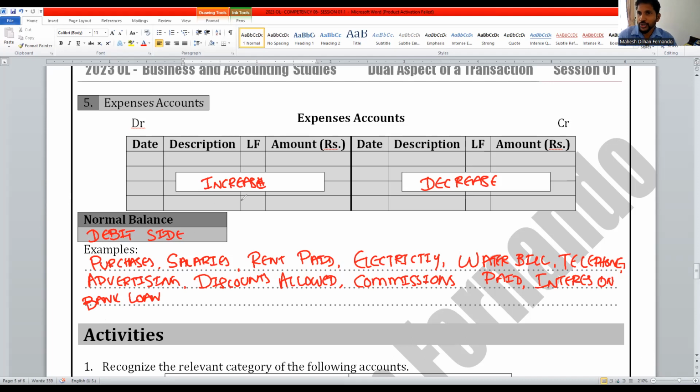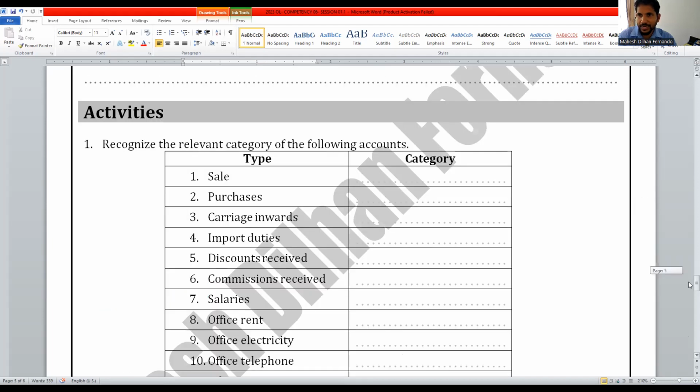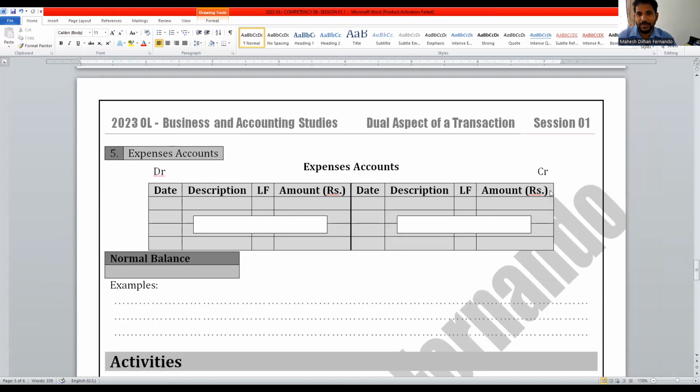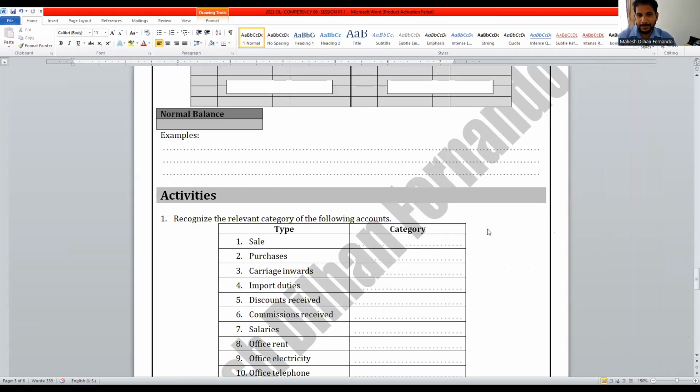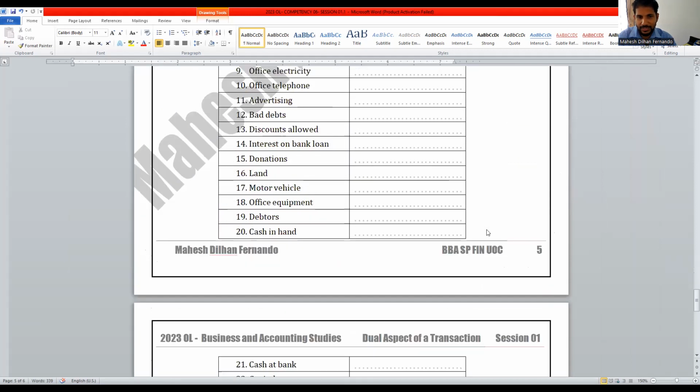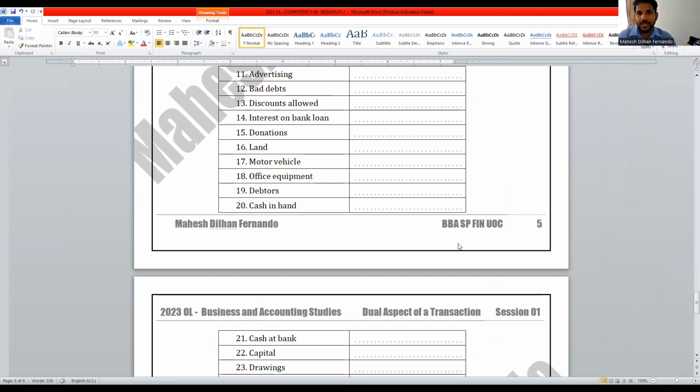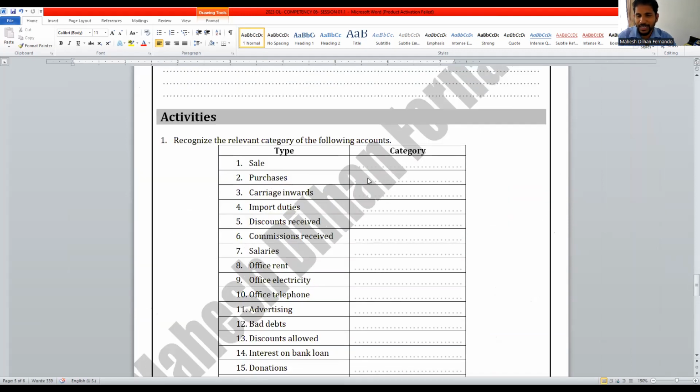So now you have to do something here. There is an activity. If you have understood today's lesson, you have to recognize the category of these accounts. Sales is an income. Purchases, expense. Carriage inwards, expense. Import duties, expense. Like that, you have to write the categories of these things.